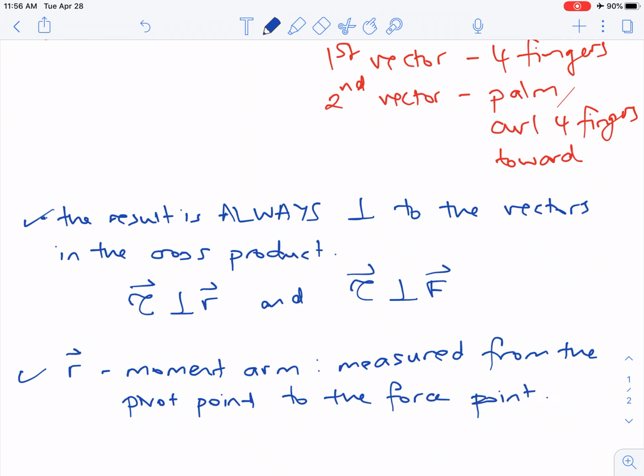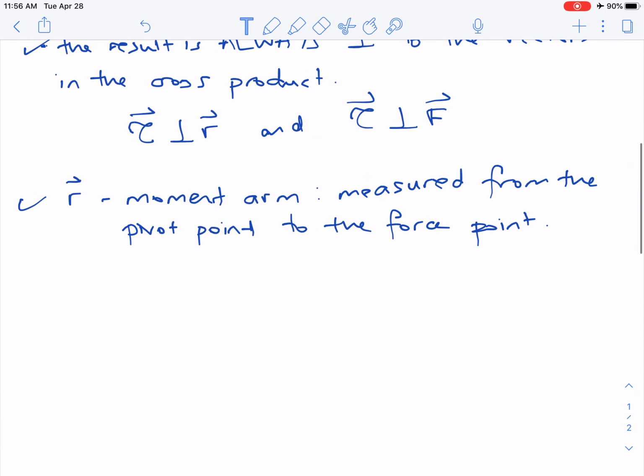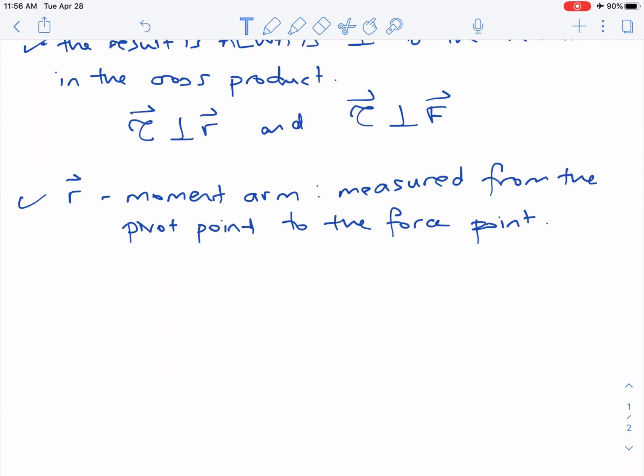So it is so important that you see where the pivot point is. That's kind of your origin, like in the kinematics equations, the constant acceleration equations or motion problems. You need to know where the pivot is, where the rotation axis is, okay? And then you are going to measure your moment arm from there.